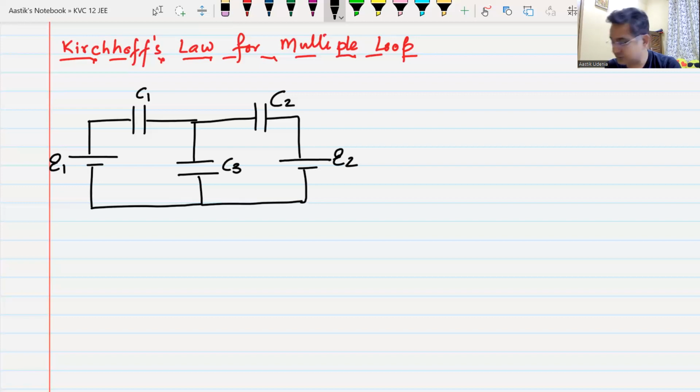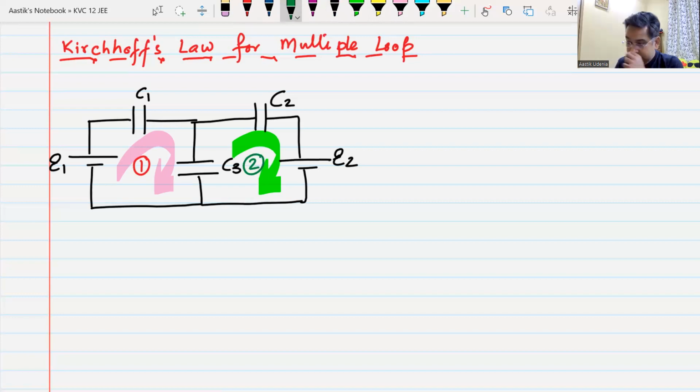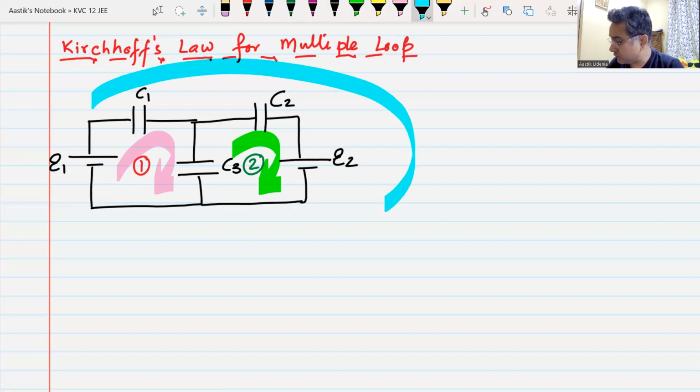We can consider two loops, sir. So, first of all, you have to see how many loops you can make. If you look here, this could be your loop number one, the smaller loop, where you can move around like this. This could be your loop number two, the other smaller loop. You can move around in the loop like this. Or you could have the third loop, which is the complete bigger loop.